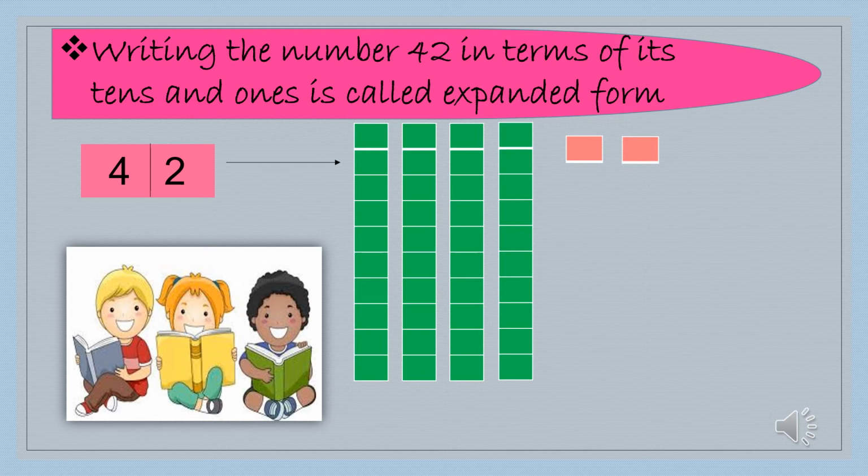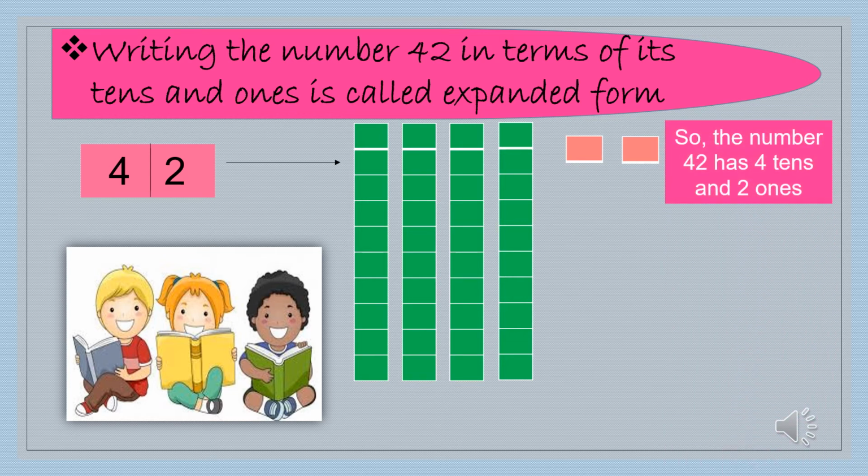Okay, so this is what we have actually expanded the number, and we have done this with the help of pictures over here. Tens are represented by rectangular strips and ones are represented by square boxes. And every 10, you all know, consists of 10 ones in it. So what we have seen, the number 42 has 4 tens and 2 ones.